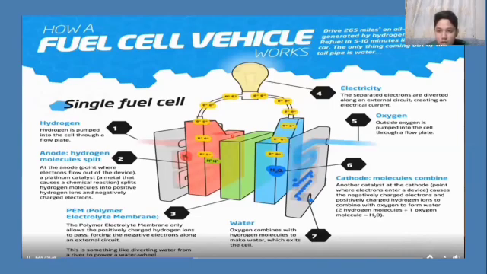Next, yung pang-4, electricity. The separated electrons are diverted along the external circuit, creating an electrical current. Yung 5, oxygen. Outside oxygen is pumped into the cell through a flow plate. Pang-6, cathode o molecules combine. Another catalyst at the cathode point, where electrons enter the device, causes the negatively charged electrons and positively charged hydrogen ions to combine with oxygen to form water, o 2 hydrogen molecules plus 1 oxygen molecule is equal to H2O.